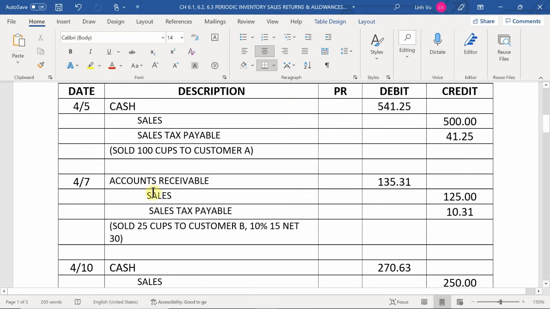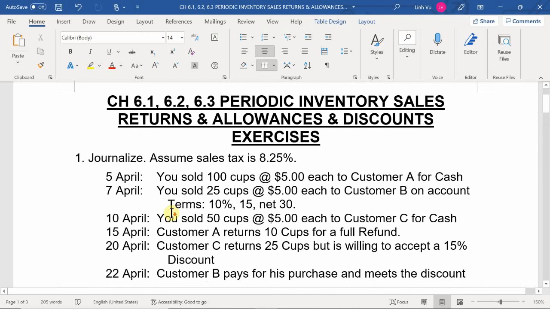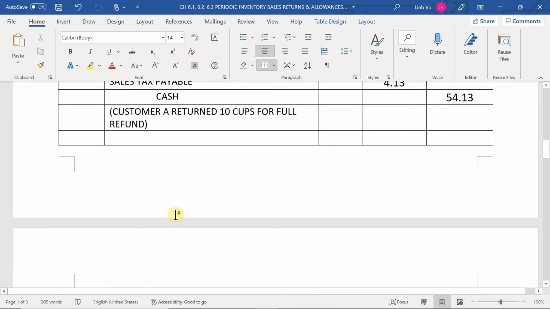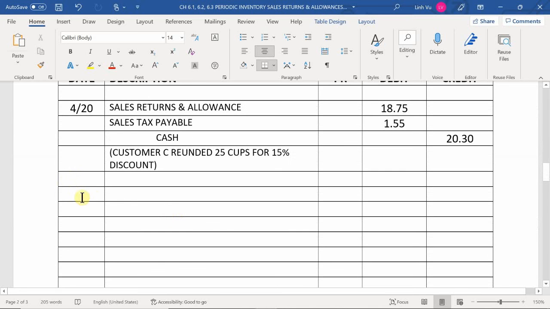Because we offered customer B a 10% discount if they paid within 15 days, and we sold it on the 7th, and fast forward to April 22nd, which is exactly 15 days. Yes, it's exactly 15 days. So therefore, we must give customer B the discount. So how am I supposed to record this?